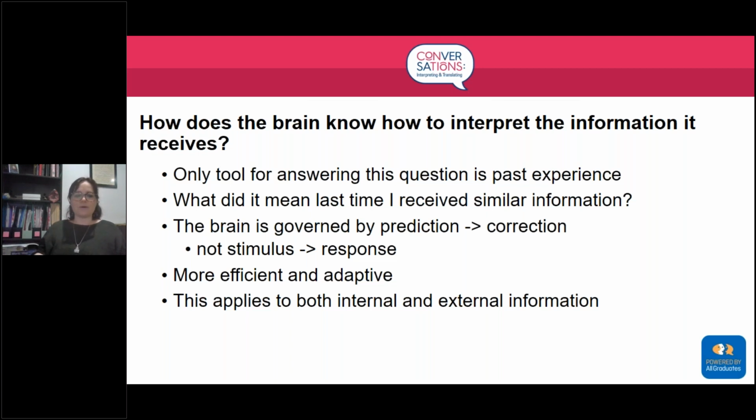Whereas if we're just always waiting for a stimulus and responding, that's a really inefficient way for our body to work. Working with prediction and then correction is actually really adaptive. That allows us to learn from the mistakes. If we're always just waiting for a stimulus and then getting a response without the prediction part of it, it's not an efficient way to learn at all. And this is all applying to both internal and external information.